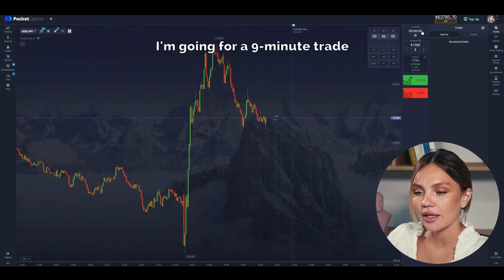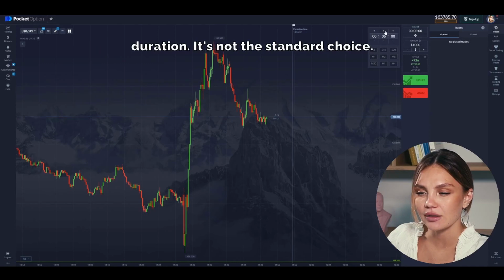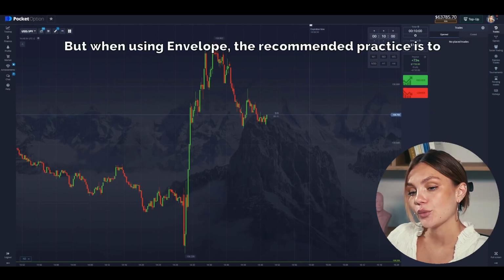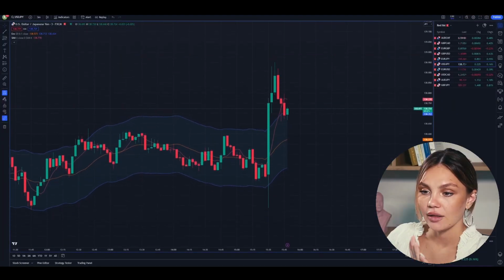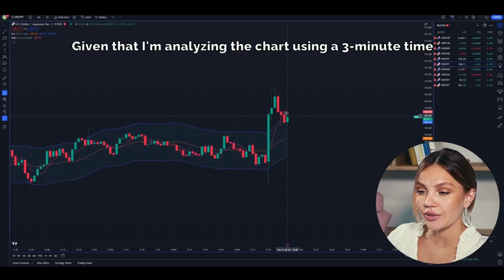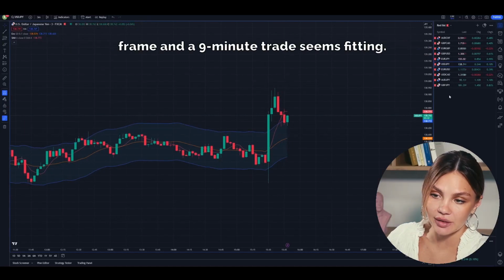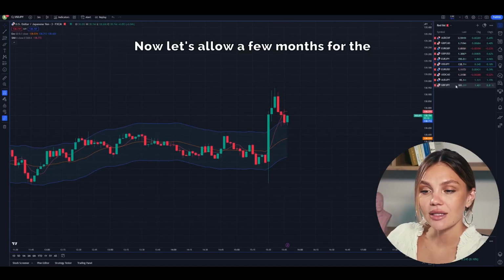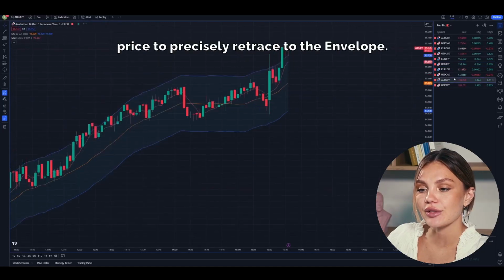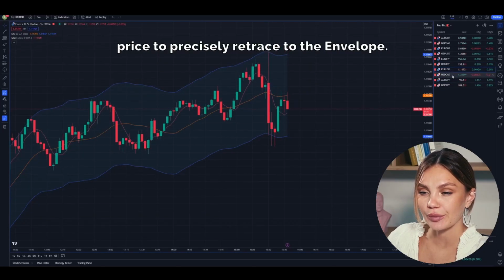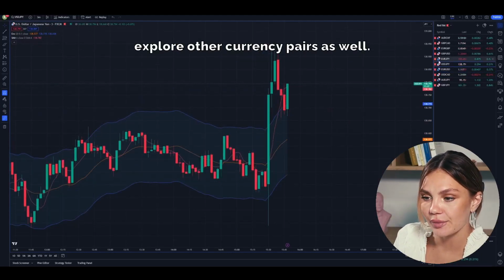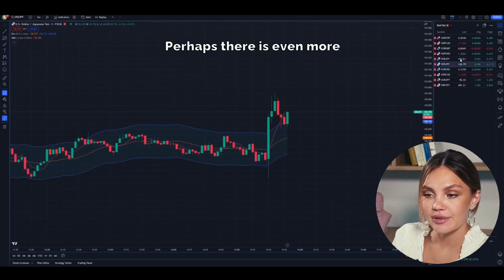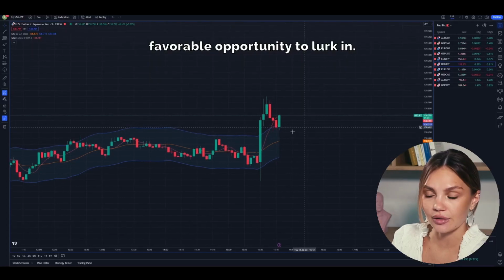I'm going for a 9-minute trade duration. It's not the standard choice, but when using envelope, the recommended practice is to align the expiration time with the 3 candle periods. Given that I'm analyzing the chart using a 3-minute time frame, a 9-minute trade seems fitting. Now let's allow a few moments for the price to precisely retrace to the envelope. Meanwhile, feel free to explore other currency pairs as well. Perhaps there's even more favorable opportunity lurking.